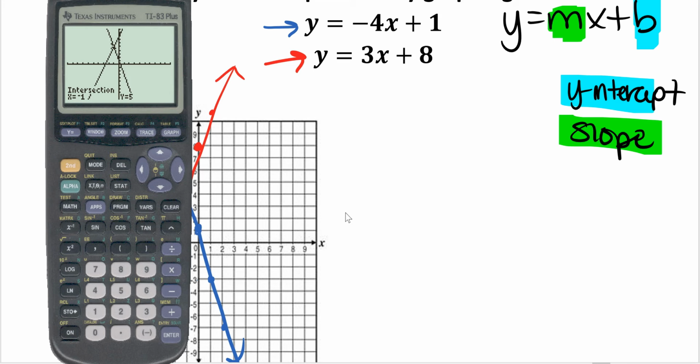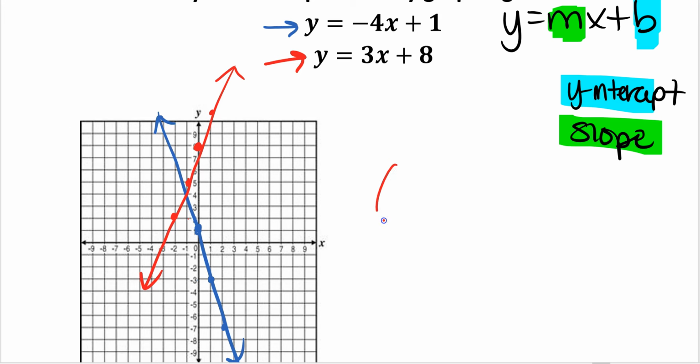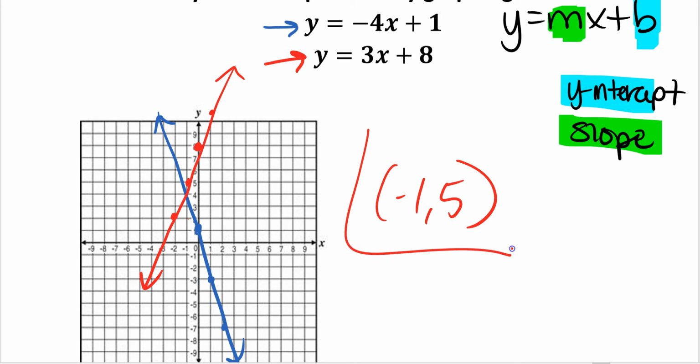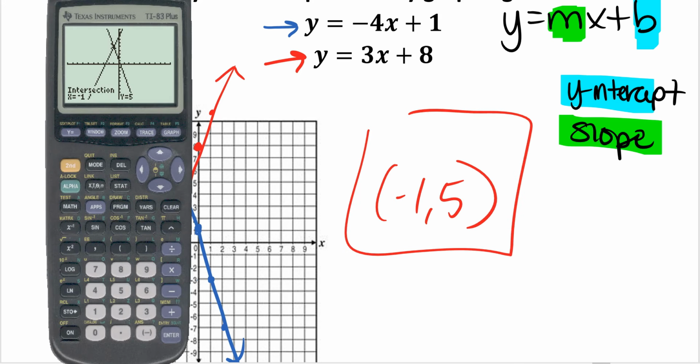So the solution for this system is where the lines intersect, and in this case it intersects at -1, 5. And you can see that's where it probably is, but my blue line is kind of crooked. So that's your answer there.